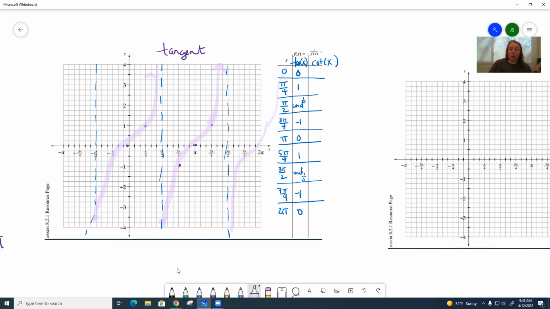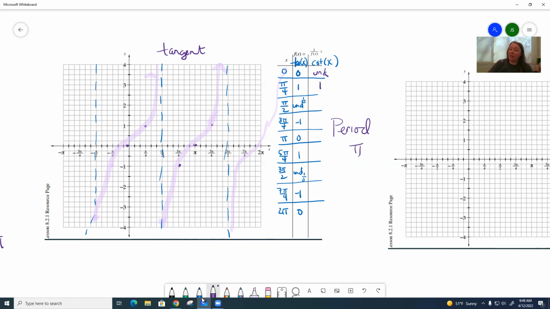So for a tangent, we had said before, back in chapter 2 or 3, that the period was not 2 pi, but pi, right? It took pi units for one cycle to repeat. So now if I flip these around, when the tangent is 0, my cotangent is going to be undefined. And this is going to be 1.